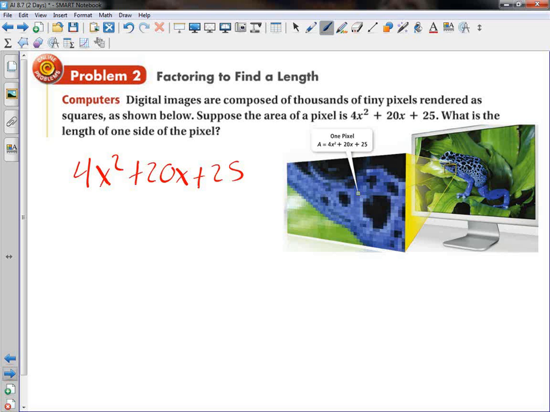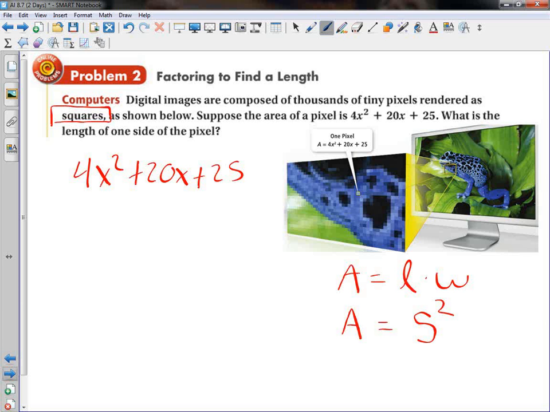Well, one thing that we should notice is that each pixel is a square. And if we think the area of a square is equal to length times width, but length and width are the same number. So a lot of times we can think of area of a square as just being side length squared. I know my S's look like 5s, but that's an S. So side length squared. So we should have a perfect square here.